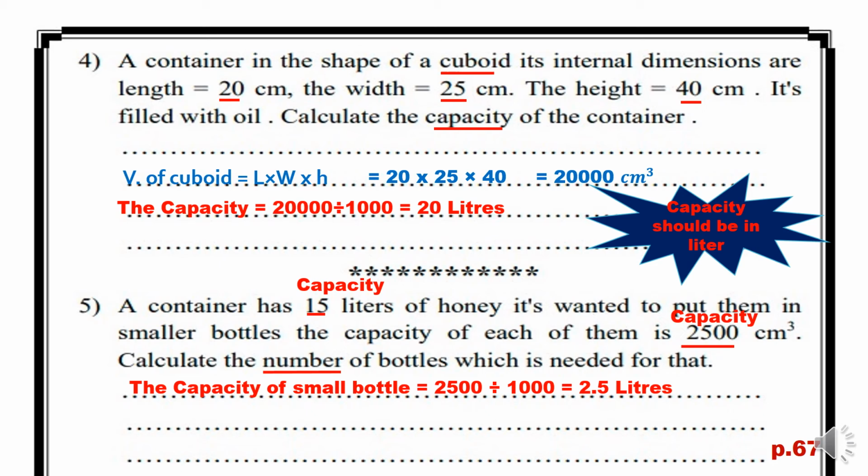So now I want to get the number. The number of the bottles equals the big capacity over the small capacity. So it's equal 15 over 2.5. It's equal to 6 bottles.